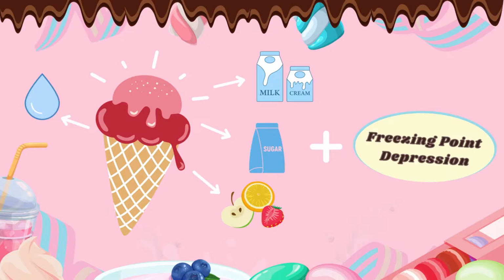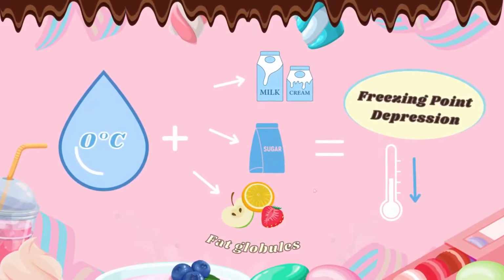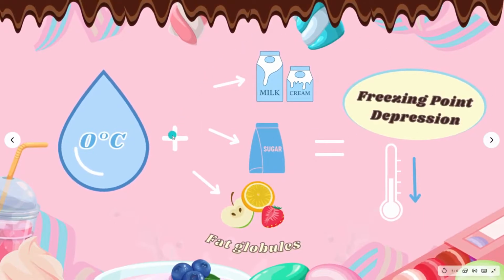Now, freezing point depression explains that the addition of solute to a substance lowers the freezing point of the solvent. Initially, water has a freezing point of 0 degrees Celsius. But because of the added fat globules such as milk, cream, sugar, and flavorings, it lowers the freezing point needed in order to solidify the mixture in order to create the ice cream itself.